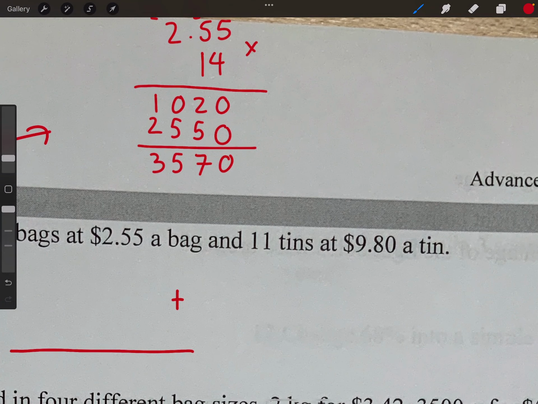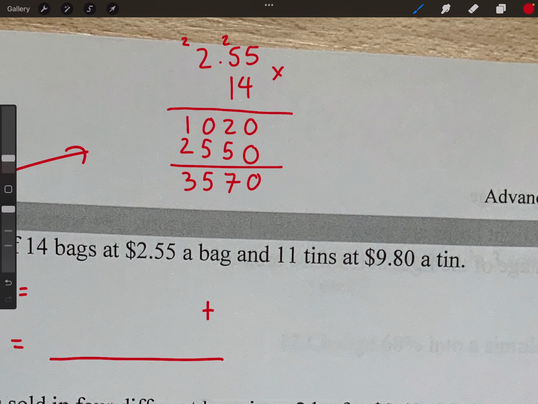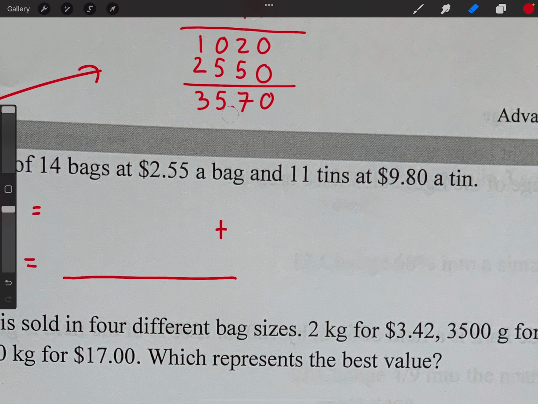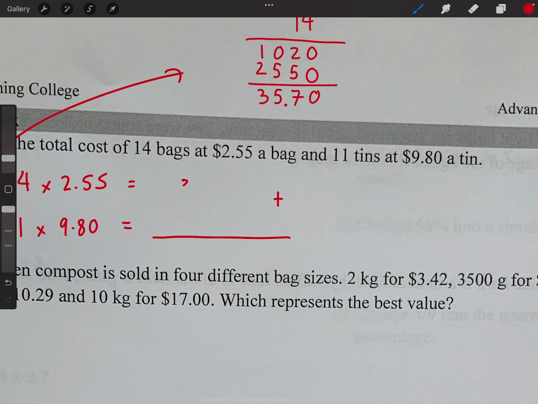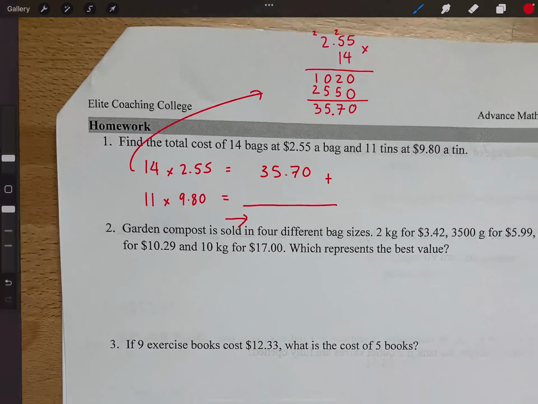Okay, so we know that when we multiply these two numbers, it should be around 30 something. So our decimal place has to be here, 35.7. It can't be, for example, over here, $3 something, right? It can't be over here, 357. That's too much. So it has to be 35.7. That makes the most sense. So 35.7, and then you want to work out the next one and do that by yourself and add them up, get a total.